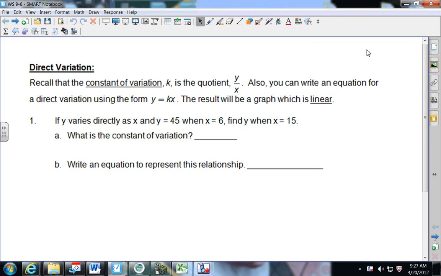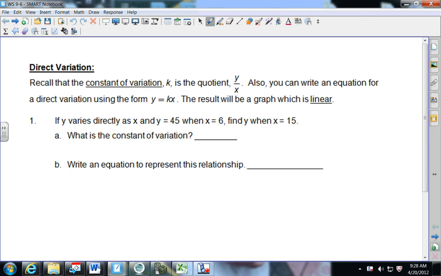Okay, we're going to be talking about direct and indirect variation. Now, what you see at the top on this page says, recall the constant of variation k is the quotient y divided by x. You can also write the equation for direct variation using the form y equals kx. The result will be a graph which is linear.